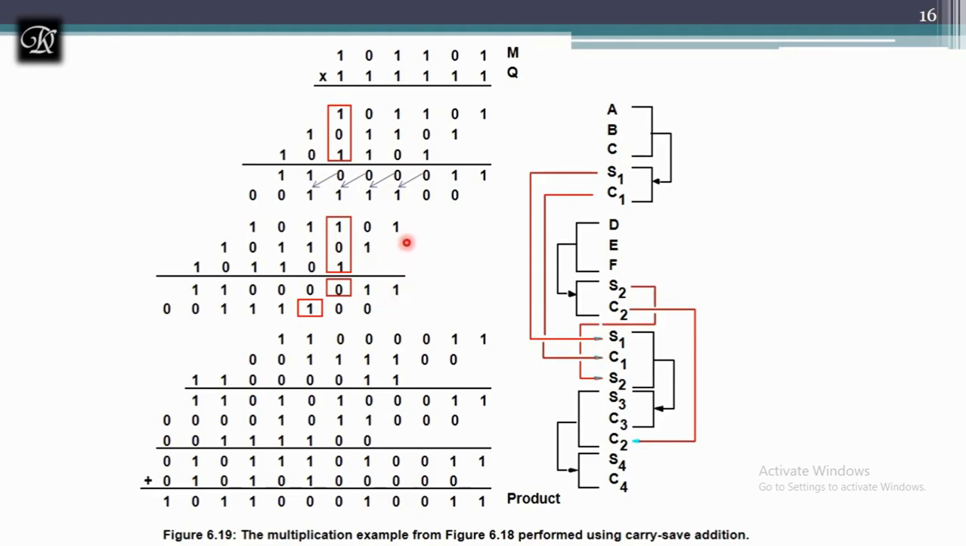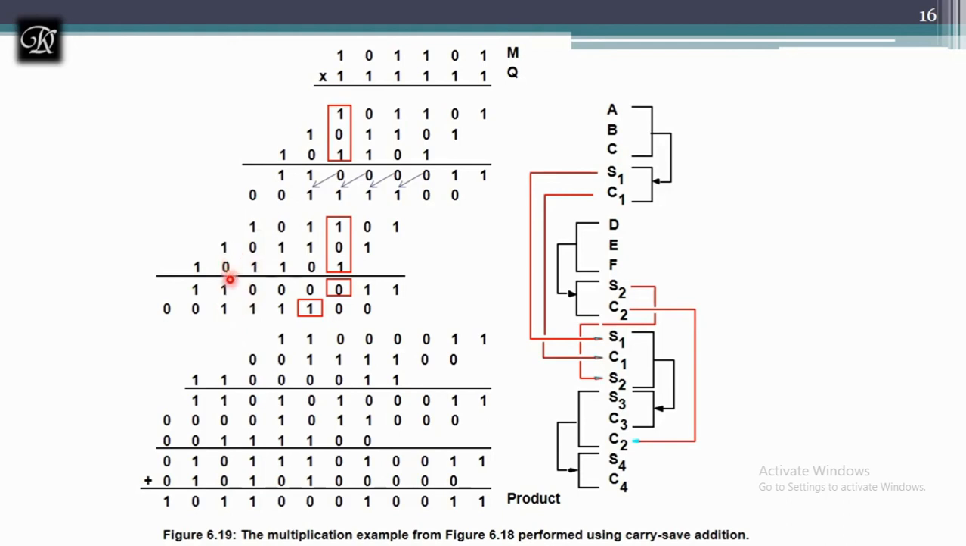Let's do the same task. 1 is sum and carry will be 0. And 1 is sum, carry will be 0. 1 and 1, sum is 1 0, 0 is written here, carry will be 1. Now again 1 and 1, it is 1 0, 0 will be written here and carry will be 1. And 1 and 1, it is 0 and carry will be written over here. And 1 and 1, 0, carry will be written on the next stage.